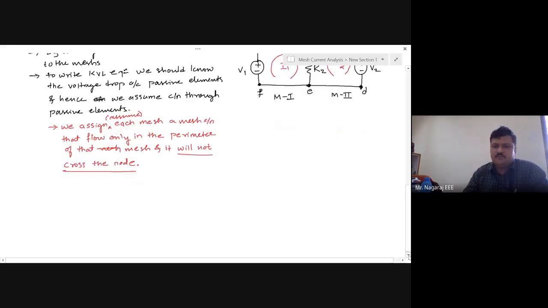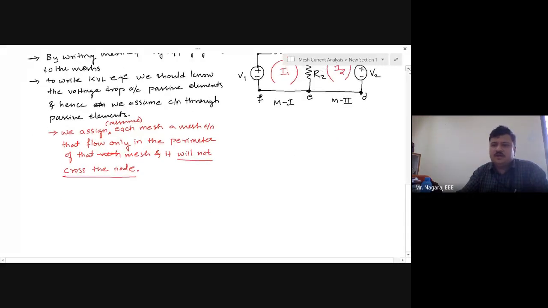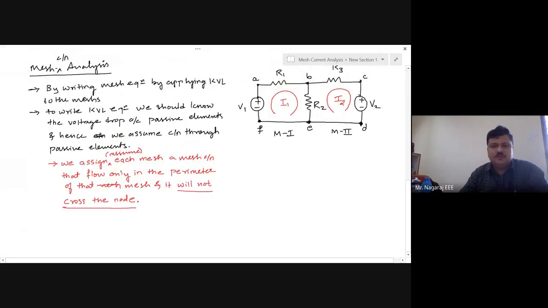Okay. Now, I have assigned a current to each mesh, and I will write the KVL equation. Now, what should be the direction of current? I haven't marked any arrow mark here. What should be the direction of the current? Clockwise. Direction of mesh currents. It can be clockwise or anti-clockwise.